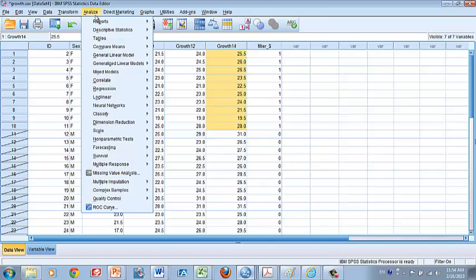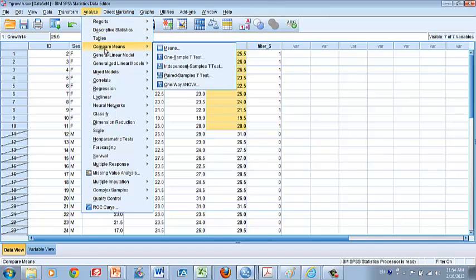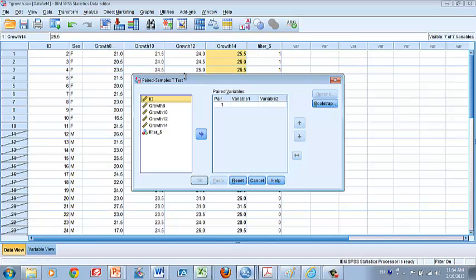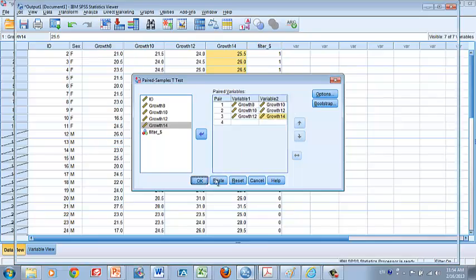If you do a paired t-test, you go to compare means and paired sample t-test. Okay? And then you do 8 and 10, so this will compare 8 and 10 years. And then 10 to 12. So this is another paired t-test, compare measurements between 10 and 12. And then another paired t-test to compare measurement between age 12 and 14. And then click OK.